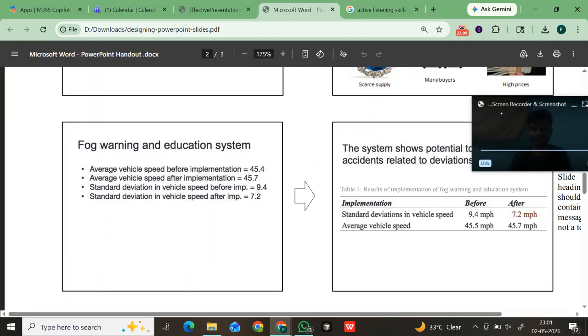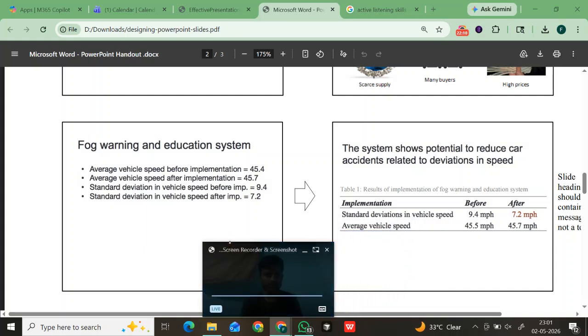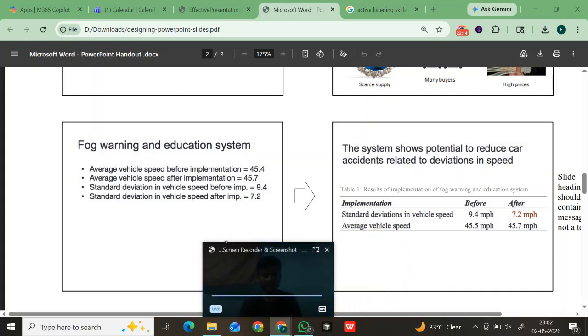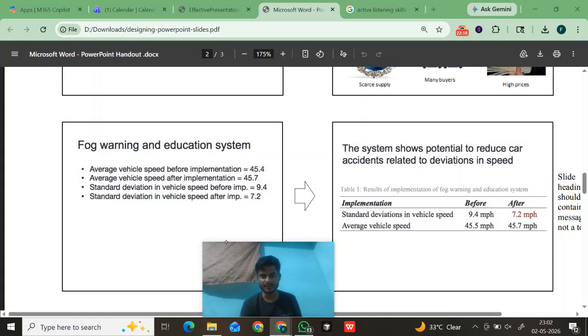Now there is a text, right? Now there is a text related to some result. Average vehicle speed before implementation, average vehicle speed after implementation, standard deviation before and after. So we just created a table like implementation, standard deviation, average vehicle speed before and after. That's making it much clearer. That is called visualization.